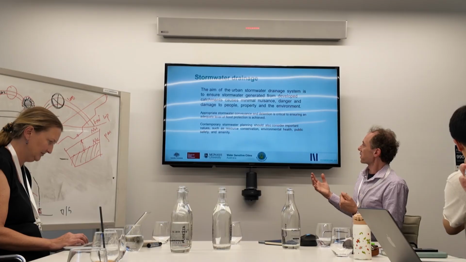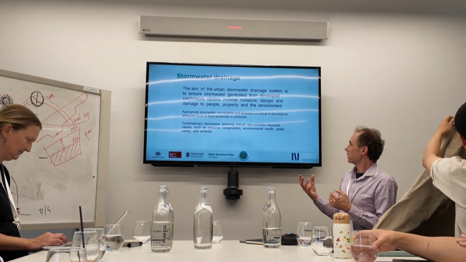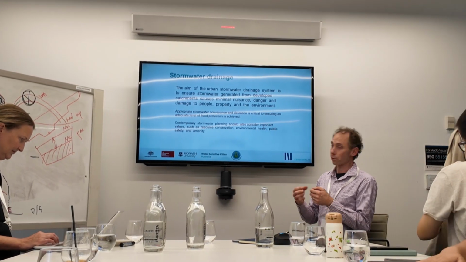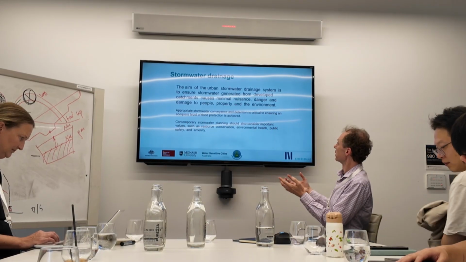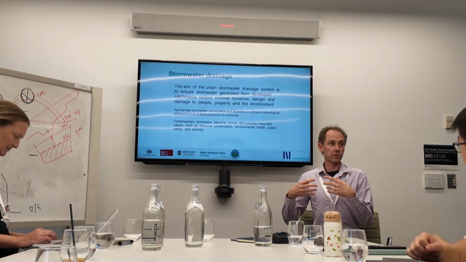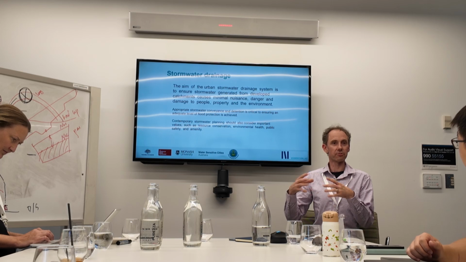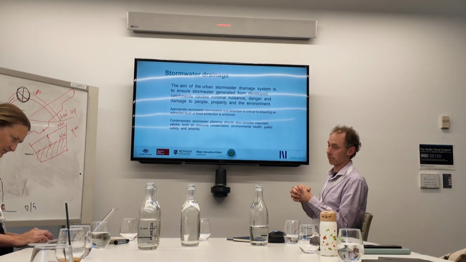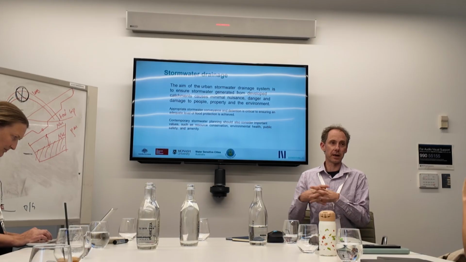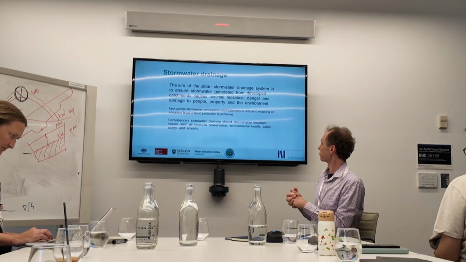So in a nutshell, the aim of the urban stormwater drainage system is to ensure that any stormwater that is being generated from upstream in the catchment basically causes as little damage and danger and nuisance and risk to life as possible as it comes flying through the catchment, and that we're managing that water as it passes through.